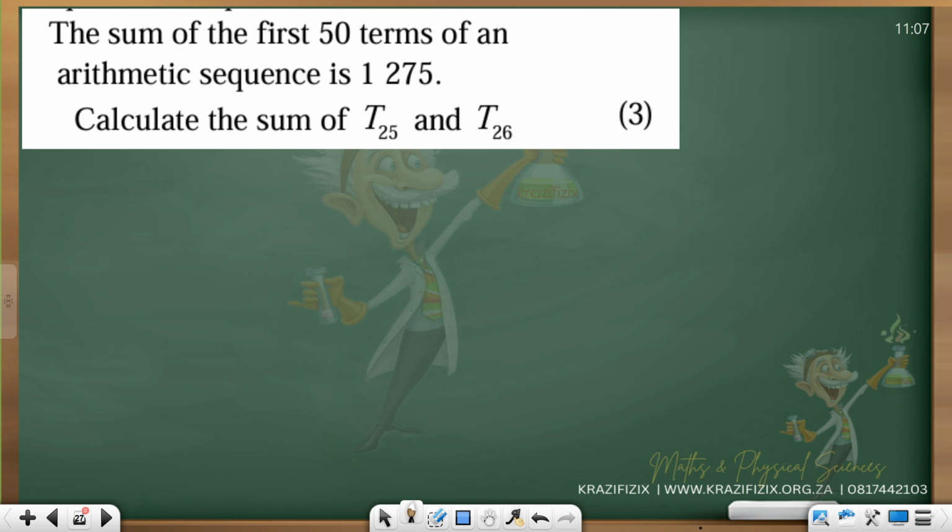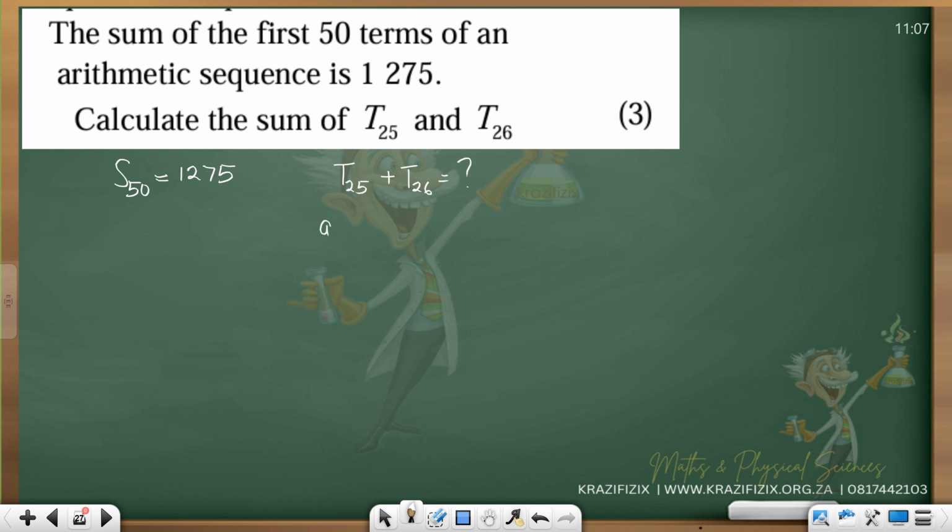Okay. So let's see. The sum of the first 50 terms is that. Let's change that into maths. 1275. Calculate the sum of T25. So we're looking for T25 plus T26. That's what we're looking for.